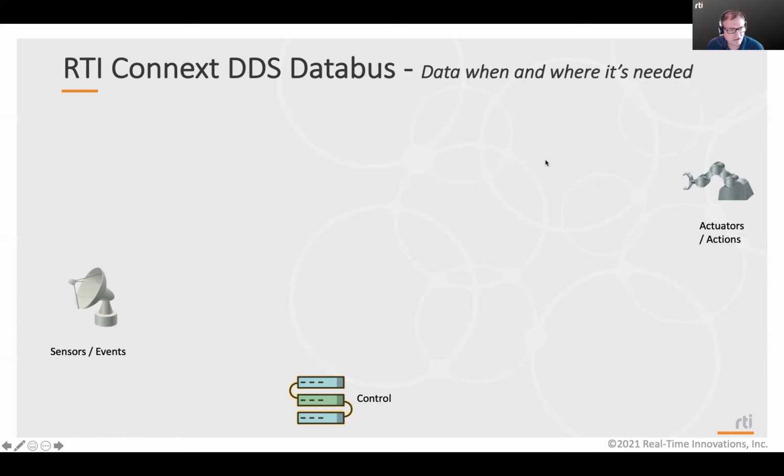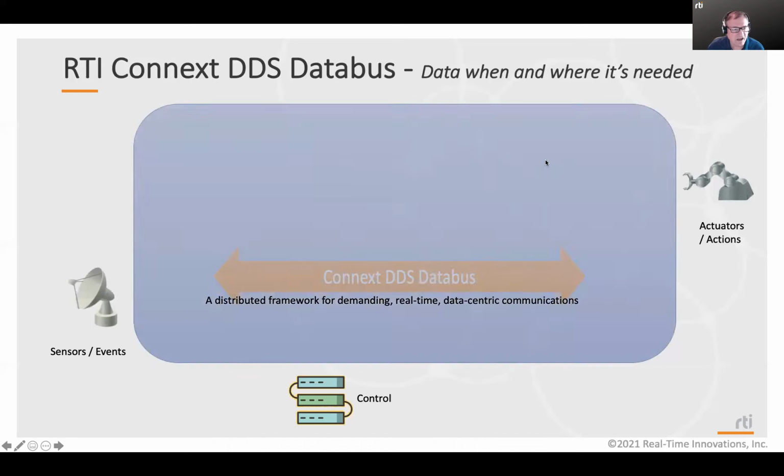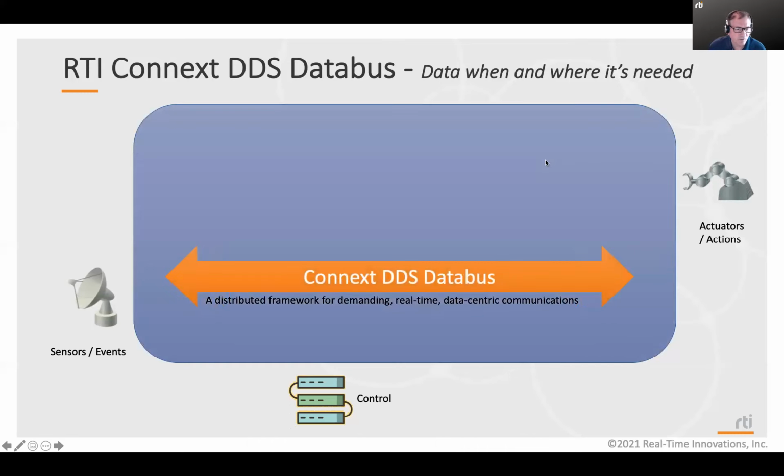The control unit is typically one logical control unit. Sometimes there may be several, depending on the system. Then on the right we have the actuators, which could be anything from an airplane aileron to a missile launch system. And again, there could be multiples of those. These are all tied together over what we call the Connext DDS data bus. It's a logical connection over a physical medium.